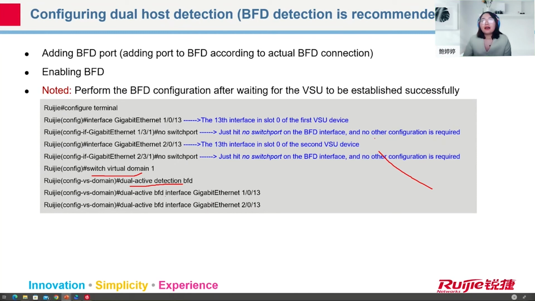You will find we have two interfaces to become the BFD, but the different one is the first number. One is 1 and another one is 2, right? One is the switch in the VSU, the switch ID number is 1, another one is 2. So we will use the switch 1 and the switch 2 devices and the port number 13 to become the BFD interface. So this is a configuration.